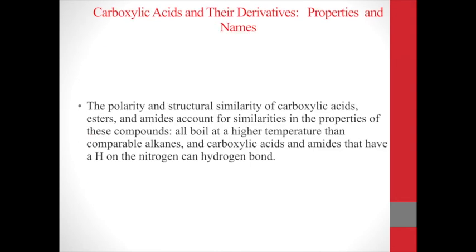Because all of these have a carbonyl carbon atom connected to either an oxygen or nitrogen, they are all polar. This causes them to have similar properties, like high boiling points compared to alkanes, and carboxylic acids and amides have a hydrogen that can have hydrogen bonding between molecules. So esters don't have that, but the carboxylic acids and the amides do have hydrogen bonding.